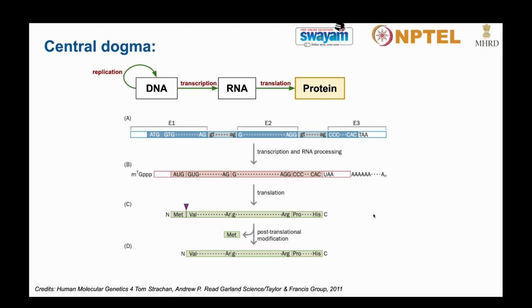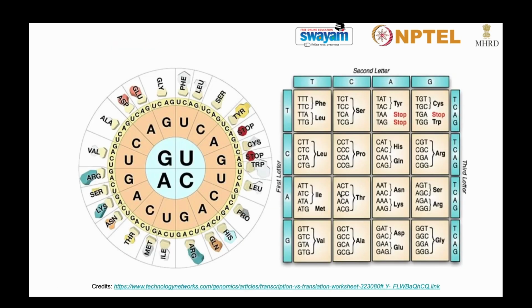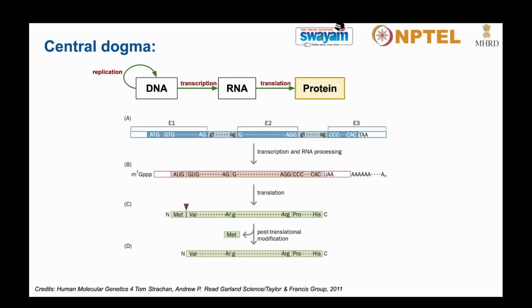Have you read about it? Yes, ma'am. UAA, UAG, or UGA. Those three are the stop codons. So whenever any one of them comes, the process of translation will stop there.